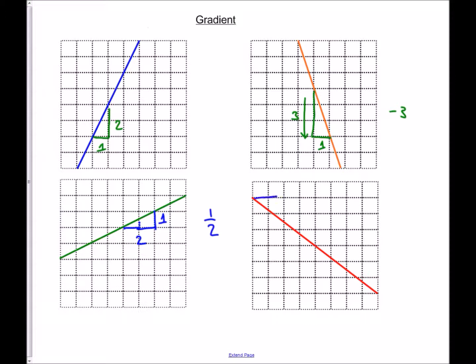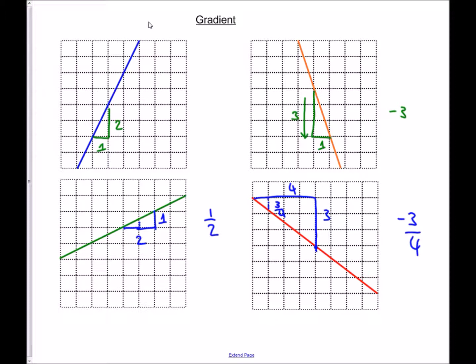Looking at the red line, if I go across 4, I go down 3. Well, how am I going to work out what the gradient for this is? If I go across 4 and down 3, then to go down 3 I had to go across 4. So if I only go across 1, I'm going to do a quarter of that. So I'm going down 3/4. So the gradient of this line is minus 3/4.